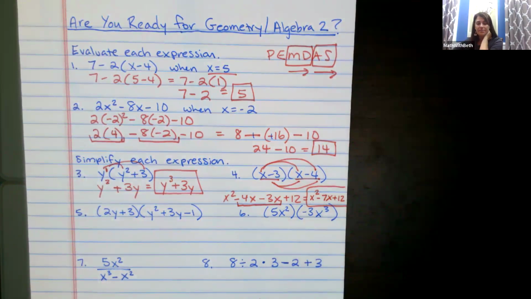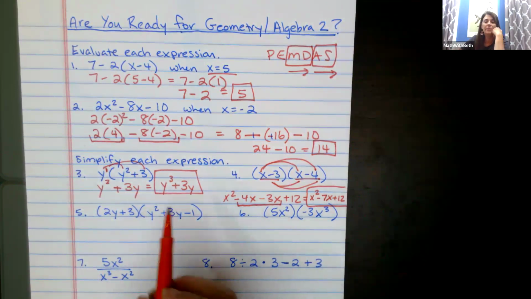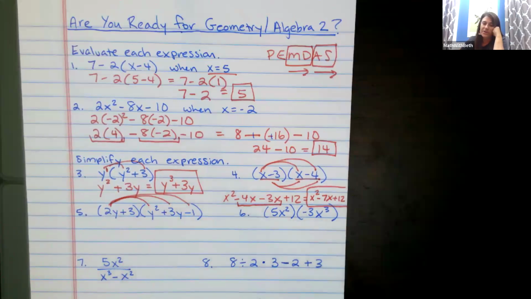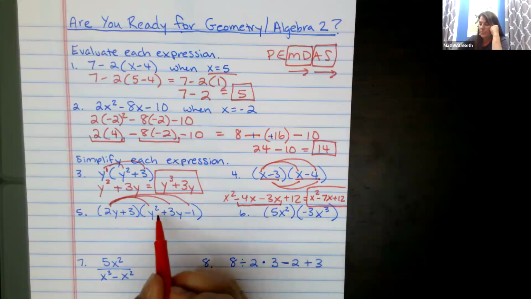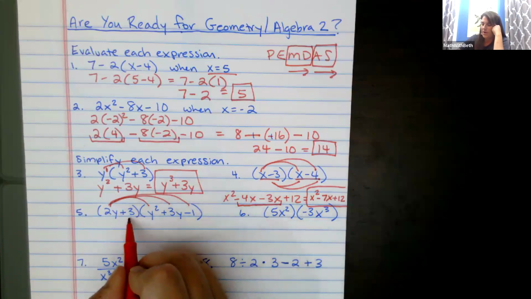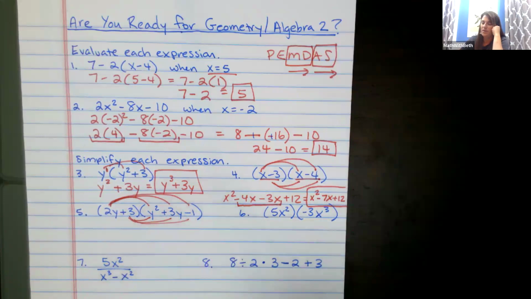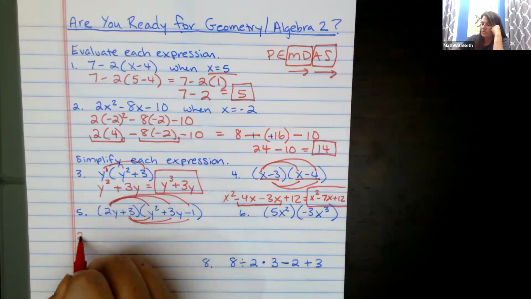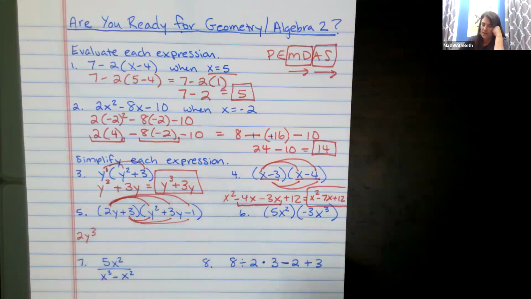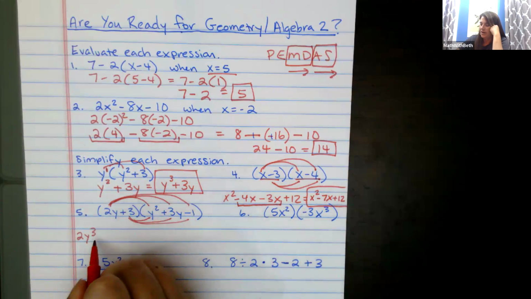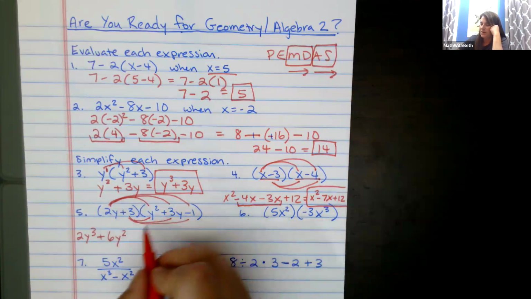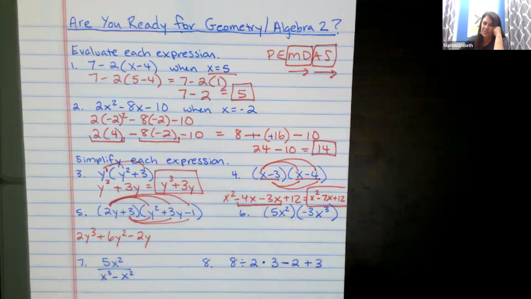Number 5, same idea. It's basically foiling, but there's more terms going on. So foiling might be confusing. If you do my distributing way, it's not so bad. I'm going to distribute the 2y to all 3 terms over there. And then I'm going to come back and do the same thing with the 3. 2y times y squared is 2y to the third. 2y times 3y is 6y squared. 2y times a -1 is -2y.